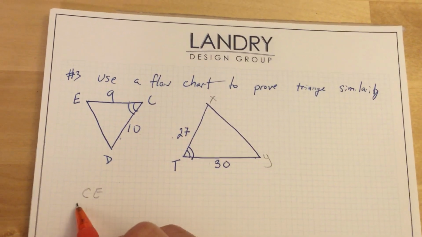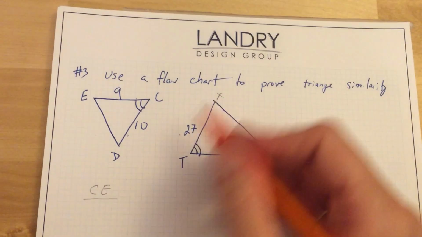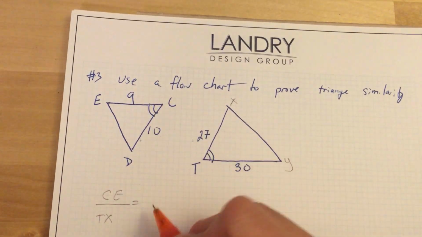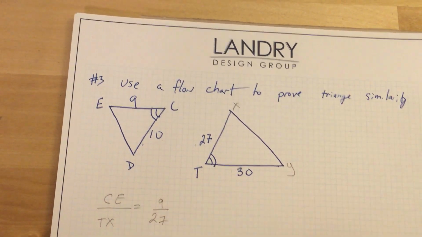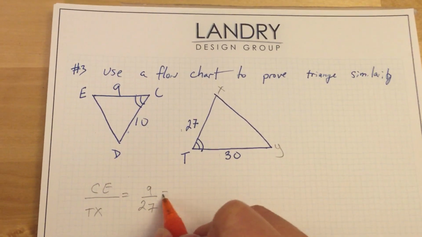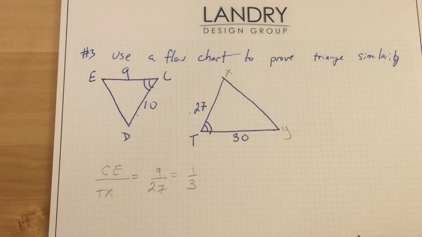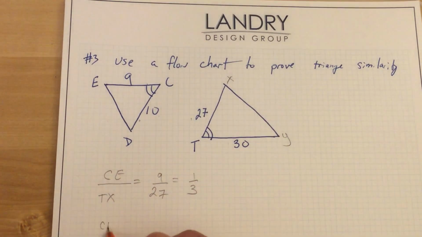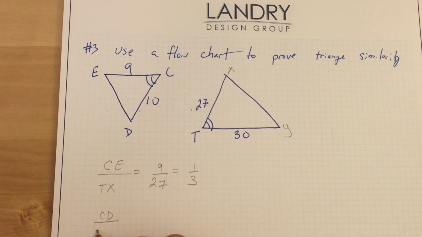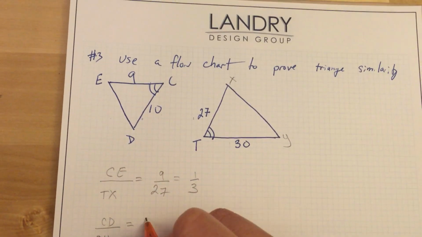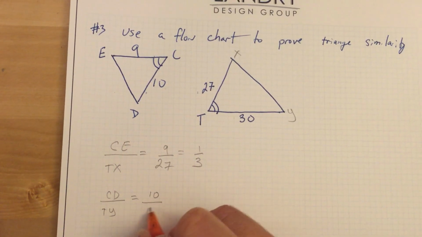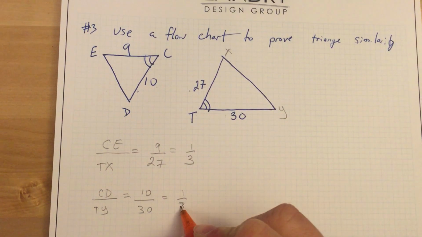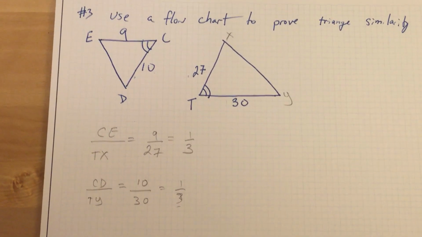Okay. So CE, and let's do TX. Right. Texas. All right. So CE is 9, and then all over 27. Can we simplify this fraction? Yes, we can. And we get 1/3. Right. And then I'll do the other one. So let's do CD all over TY. So 10 over 30. Again, oops, pencil broke. Notice that I got the same number, 1/3.